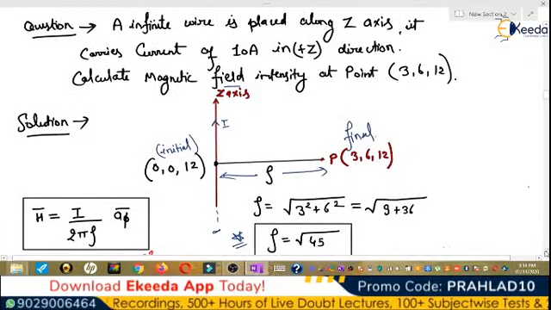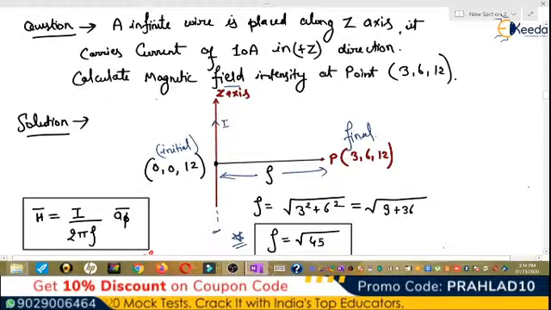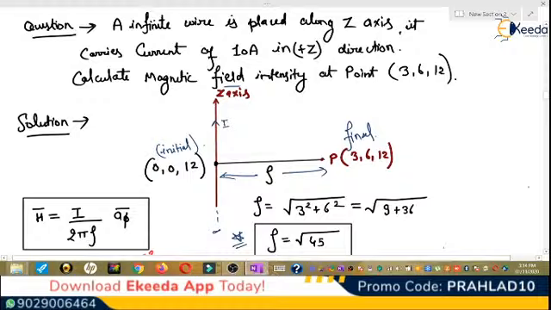Now let me solve one question regarding it. An infinite wire is placed along z axis and it carries current of 10 ampere in z direction. Then calculate magnetic field intensity at point 3, 6, 12. Then this is the z axis and the current carrying wire is placed along z axis. The point P where we have to calculate the magnetic field is 3, 6, 12.